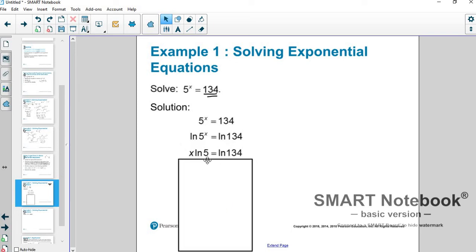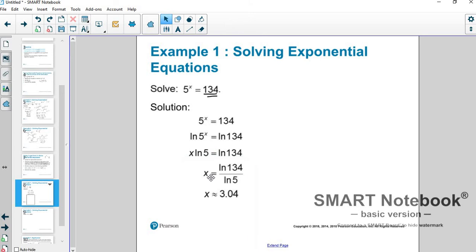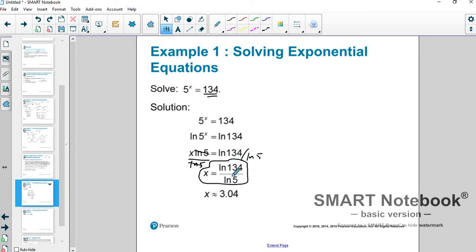X comes down in front of the natural log of 5, and now natural log of 5 is just a number. So you can divide both sides by the natural log of 5. This divides away, and you're left with x equals natural log of 134 over natural log of 5. These natural logs do not divide away. This does not match the quotient rule. The quotient rule has 1 natural log, not 2.